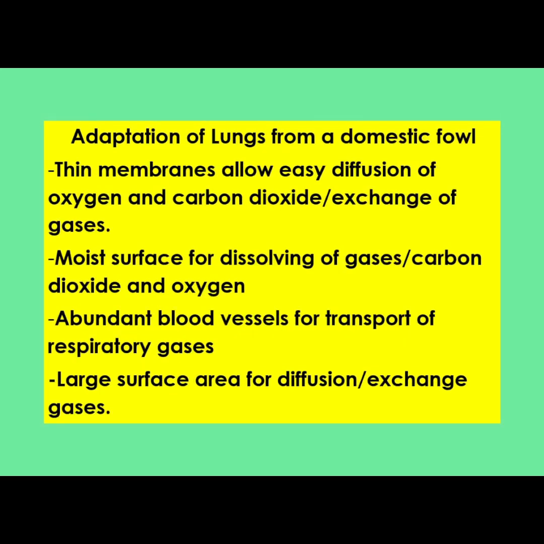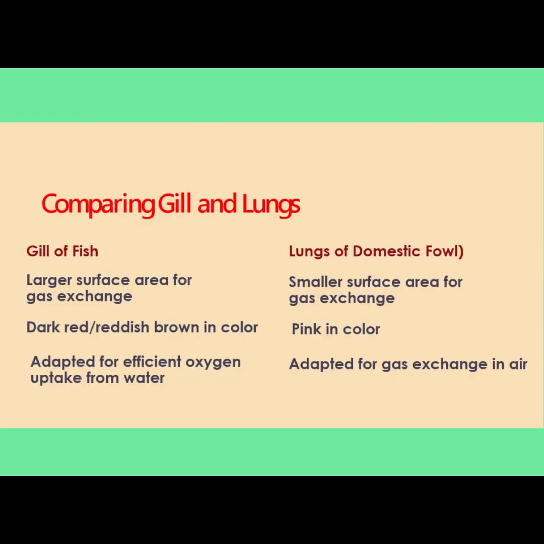Next is looking at the adaptation of lungs. Let me say at this junction that any question that requires you to mention the adaptation of anything is asking you for the features that are present in that thing and the function of that feature. Here now, the lungs from a domestic fowl have a thin membrane which allows easy diffusion of gases. It has a moist surface area for gaseous exchange, dissolving of gases. It is richly supplied with blood vessels for transport of respiratory gases.